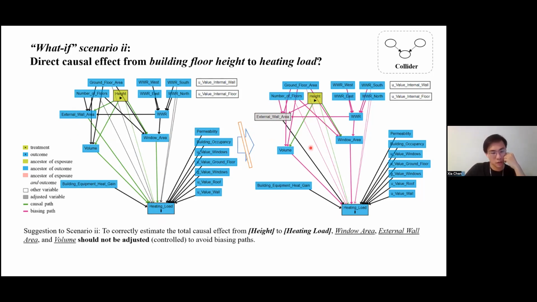And so the suggestions come as follows. If we try to correctly estimate the causal effect from height to the heating load, the window area, external wall area, and volume should not be controlled to avoid this bias path. So as we can see from these two examples, the causal relationship identification process runs automatically, embedded in the process once the skeleton is fixed. The whole process, including the target identification for the treatment and outcome, and the conditions extracted based on the causal skeleton via this graph-based criteria, is what we call estimand identification.